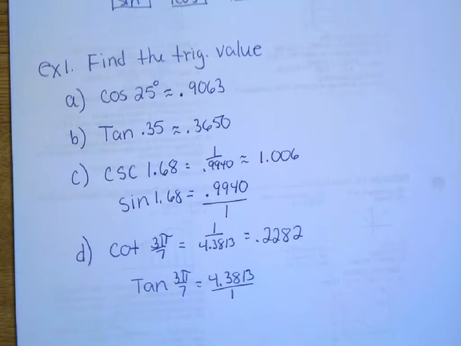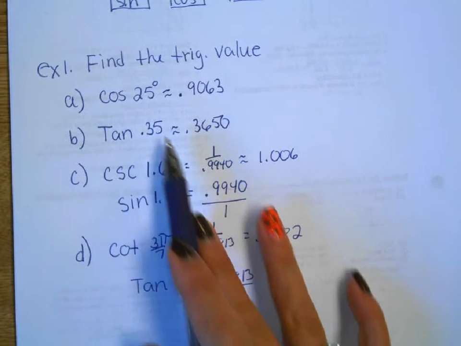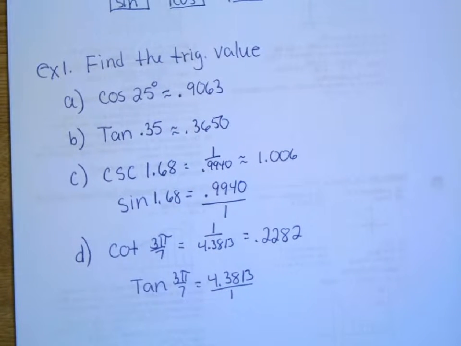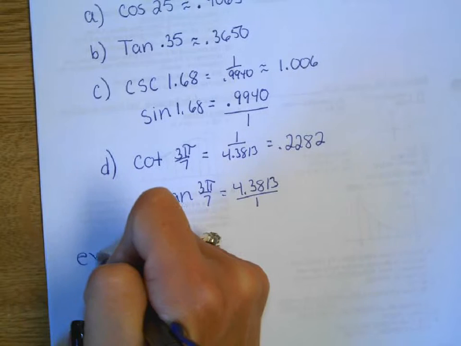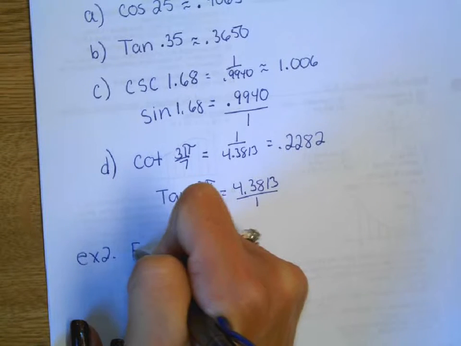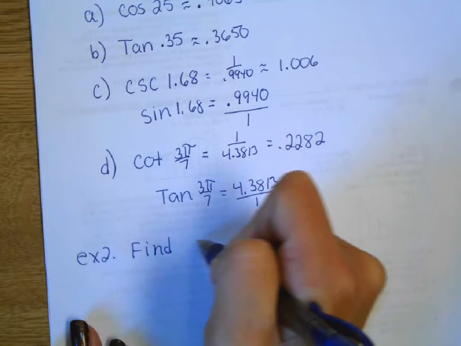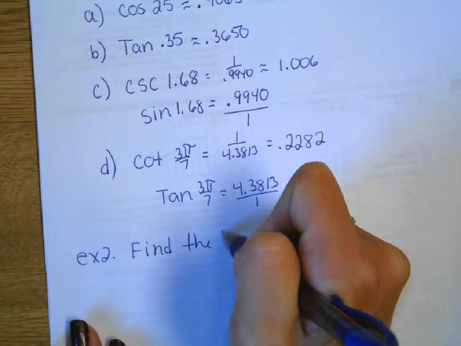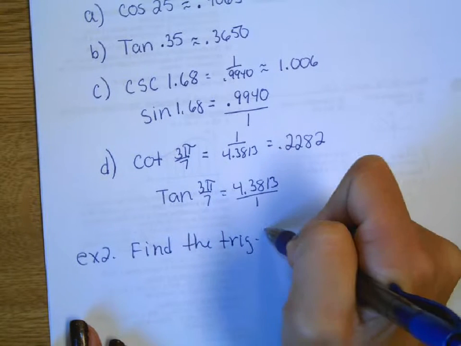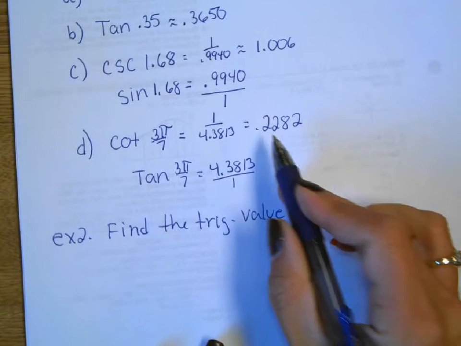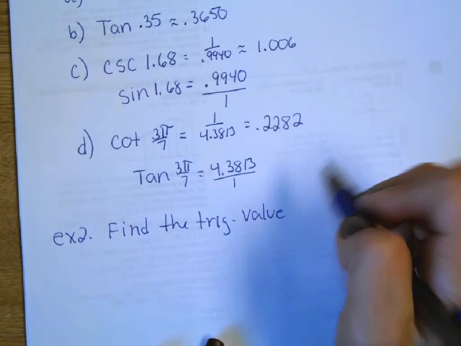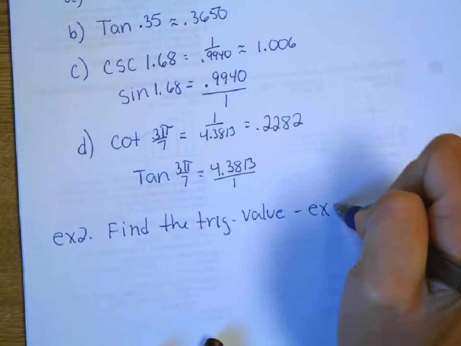So the mode you are in is determined by whatever angle measure is given. Correct? That makes sense? Okay. Number 2. Find the trig value, but I want an exact value this time. These were approximates. We were chopping off the decimal. I want exact values this time.